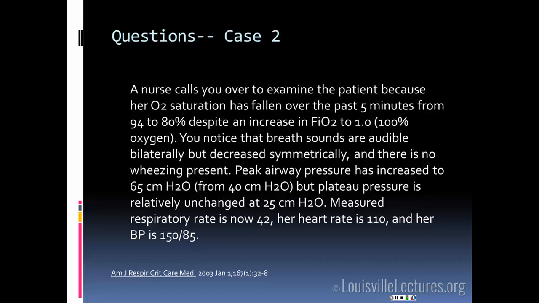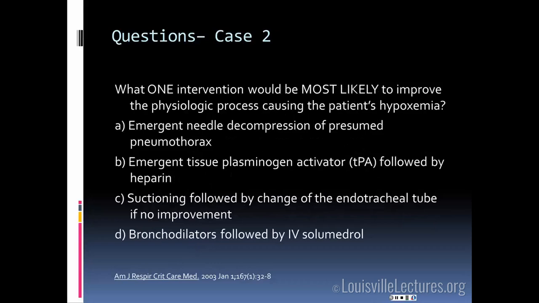So then basically this patient is on the ventilator, and suddenly her peak pressure goes up, but the plateau pressure continues to be normal or low. She is in respiratory distress. What one intervention would be most likely to improve the physiological process causing the patient's hypoxemia?